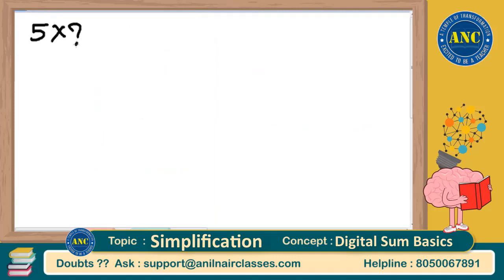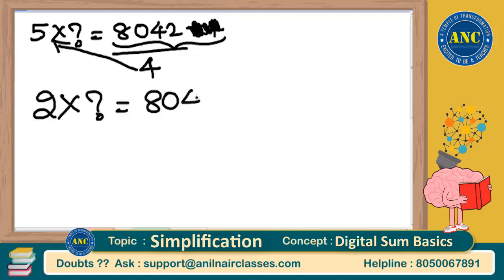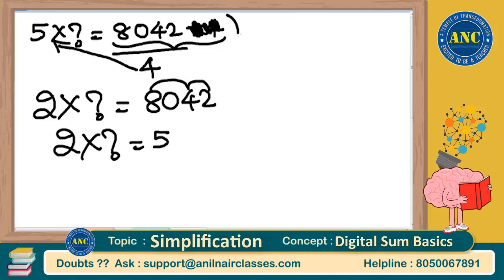Question is 5 into question mark is 8042 divided by 4. Instead of dividing 8042 by 4, this divided by 4 is nothing but it is there in the denominator as 4. I told you that whenever you have division, cross multiply and convert it to multiplication. It is 5 into 4, 20. 20 digital sum is 2. 2 into question mark is 8042. So it is 2 into question mark is 8 plus 4 is 12, 12 plus 2 is 14, 14 digital sum is 5. What is the answer which we got?